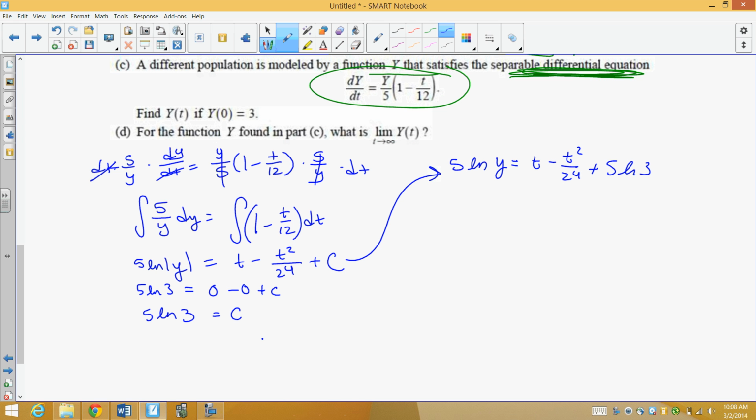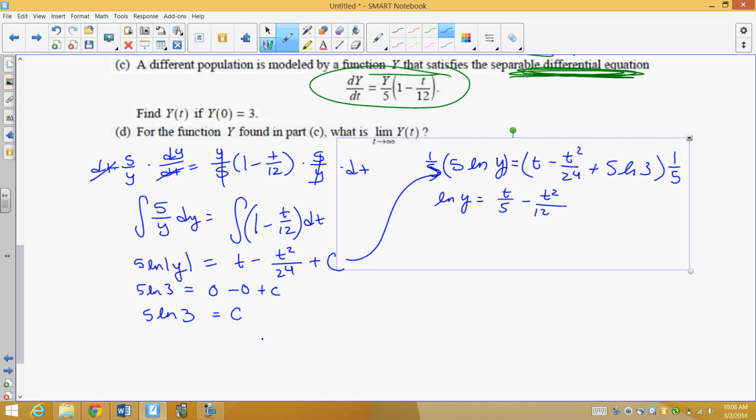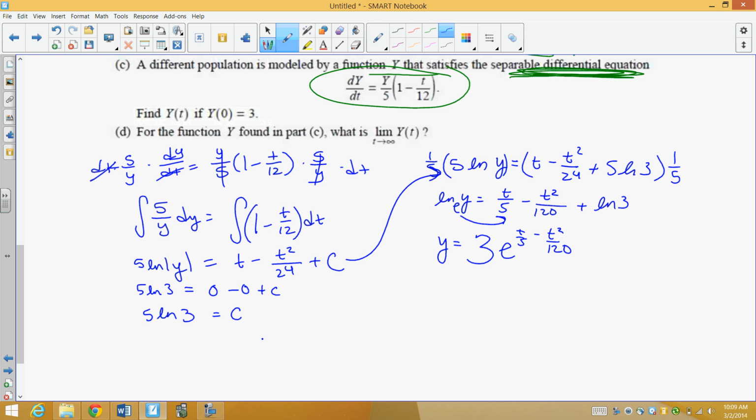I'm going to divide everything by 5 and get ln y equals t over 5 minus t squared over 120 plus ln 3. I'm going to switch to exponential form, so y equals e to the t over 5 minus t squared over 120, and I can pull this 3 down in front, and that is your equation.